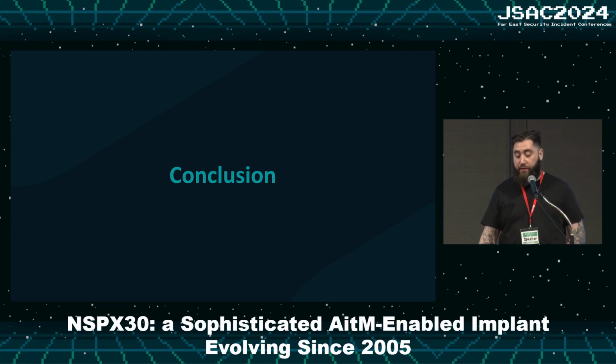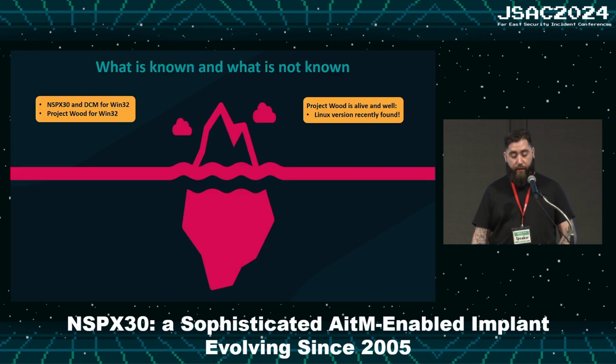So we have finally reached the end of this presentation. I believe that the phrase, "this is just the tip of the iceberg," applies when it comes to Blackwood and the evolution of their implants, as well as cyber espionage operations using adversary in the middle. On the side of what we know, we have the implant for Windows, and I'm very happy to tell you that Project Wood for Linux was recently found by one of my colleagues. And there is a threat actor that is actively attacking networks using that implant.